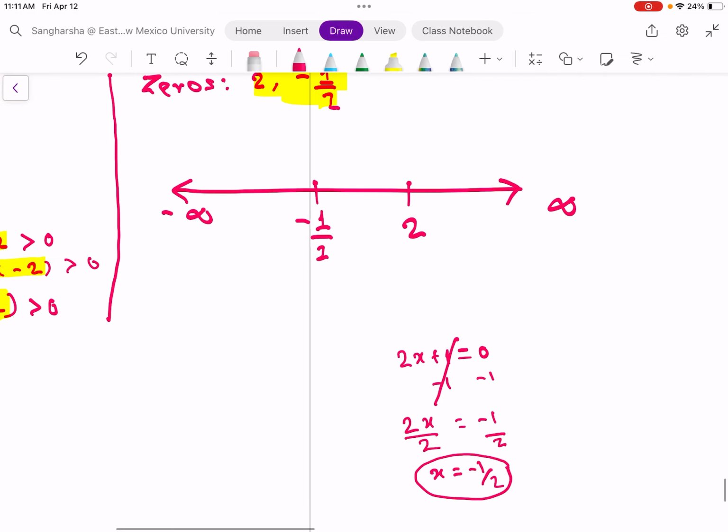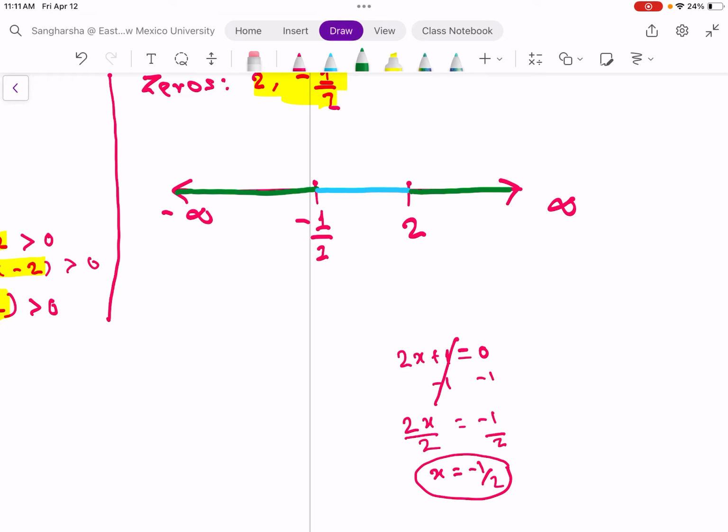So we use the zeros to divide our number line into different intervals. Now how many intervals do we have? So we have this interval, right? So we have this interval and we have this. So we have 3 intervals. So we use the zeros to divide our number line into 3 different intervals. Okay, now the next thing, we choose a testing number from each interval. You can choose any number from each interval.